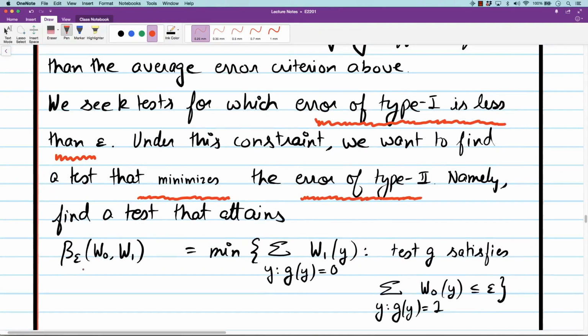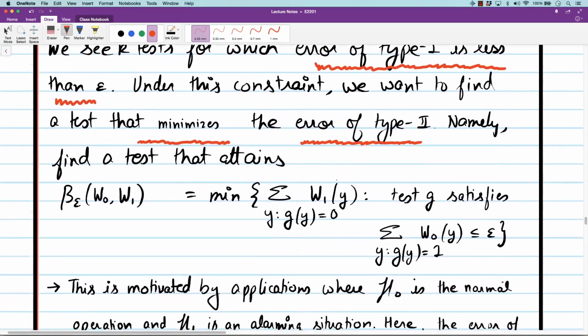Now why beta? Typically in hypothesis testing, 1 minus epsilon is called alpha. It's called the size of the test. This is the power of the test. So we are just calling it beta. It's just a convention. So beta of epsilon W0 W1 is the minimum probability of error of type 2, given that the probability of error of type 1 is less than or equal to epsilon. That's what we are looking for.